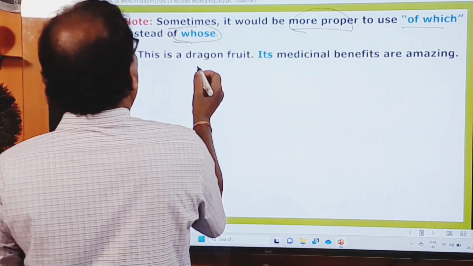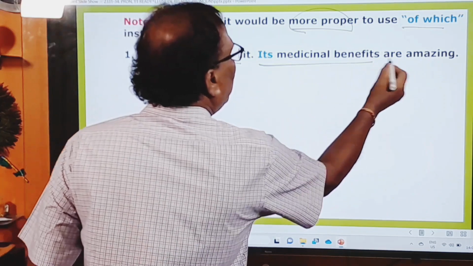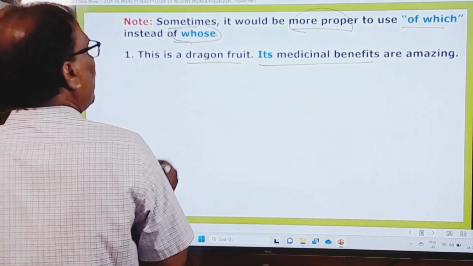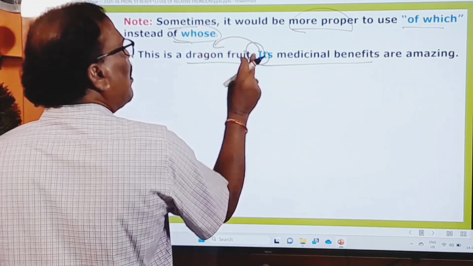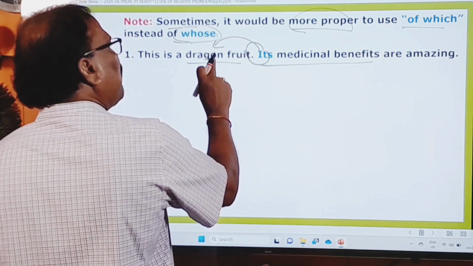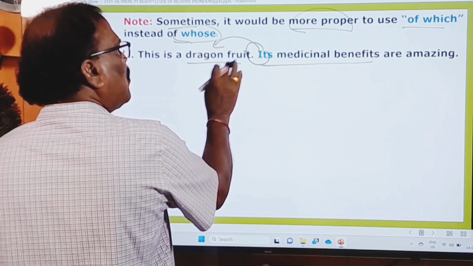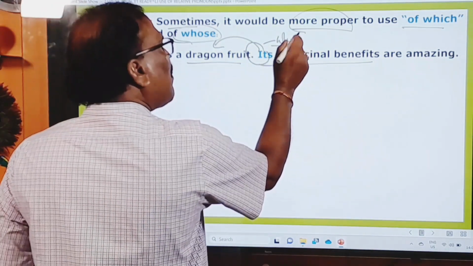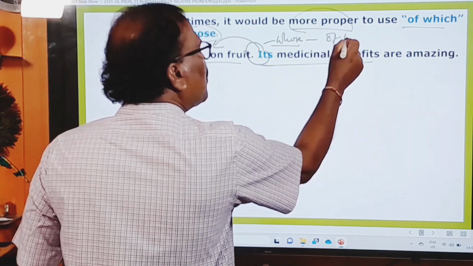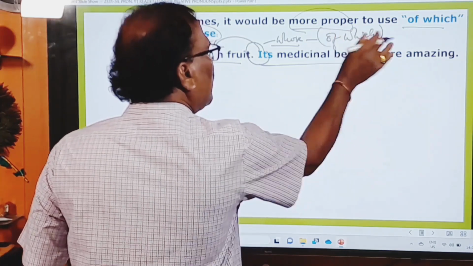Okay, this is a dragon fruit. Its medicinal benefits are amazing. So whenever it means the dragon fruit, it is referring to this dragon fruit. Dragon fruit comes under a thing. So to refer to things, we use only whose. Okay, instead of this, we can use of which also.